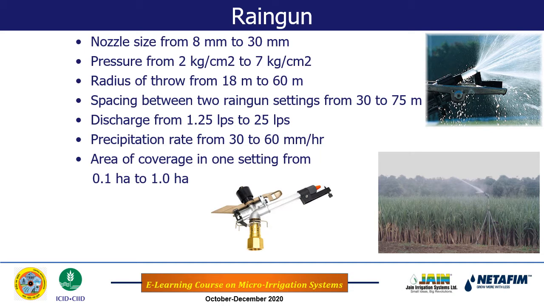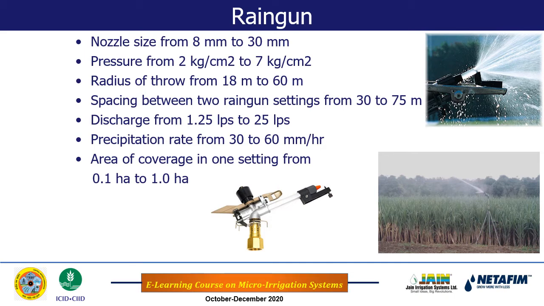if we have a much larger field, then we need more than one rain gun, or the same rain gun can be shifted to another place for the next setting, and for that the spacing between two rain guns can vary up to 75 meters. We need huge discharge, you see, up to 25 liters per second. And the precipitation rate can vary from 30 to 60 mm per hour, and we can irrigate an area up to 1 hectare.